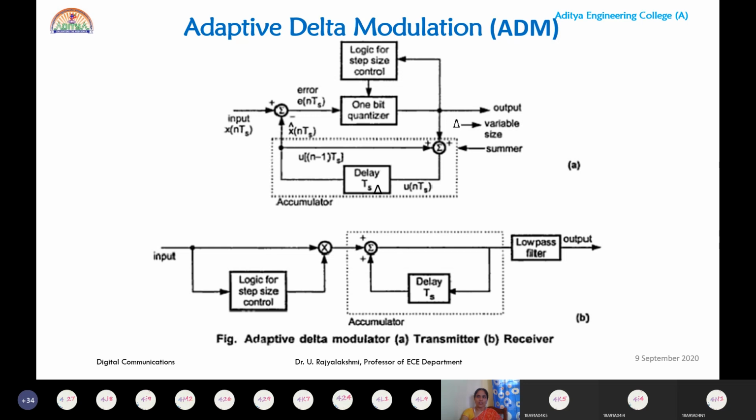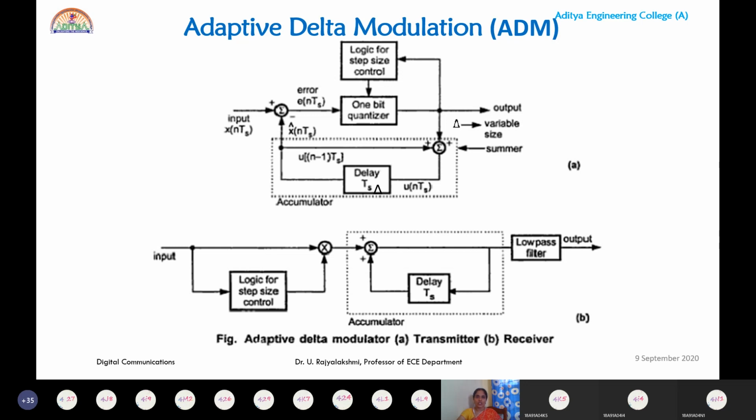Now please observe the ADM receiving section. If you observe the adaptive delta modulation receiving section, what is the difference between the DM receiver and the ADM receiver? Here also we are using an additional block, that is logic for step size control, in the receiving section. Other than this logic, the accumulator section followed by the low pass filter is the traditional linear delta modulation receiver section. So the only thing you should remember is that for both the transmitter section and the receiving section, the circuit is almost all the same as that of linear delta modulation.